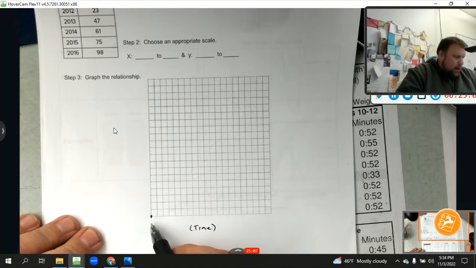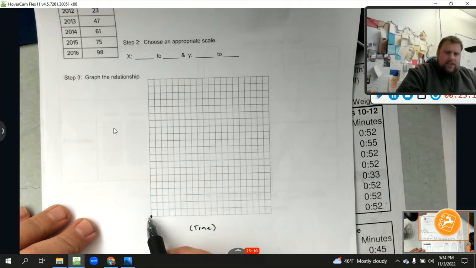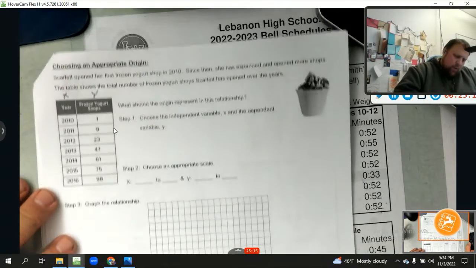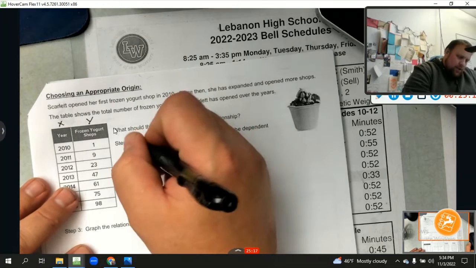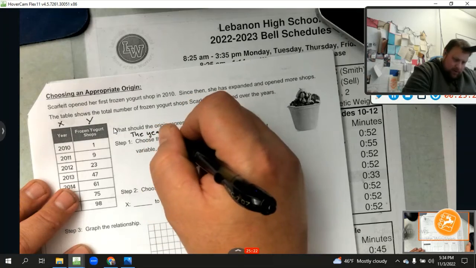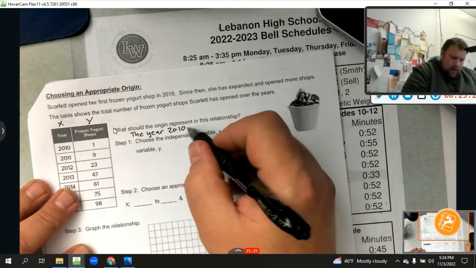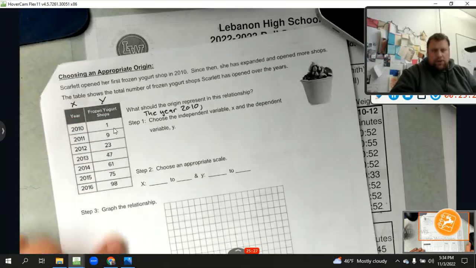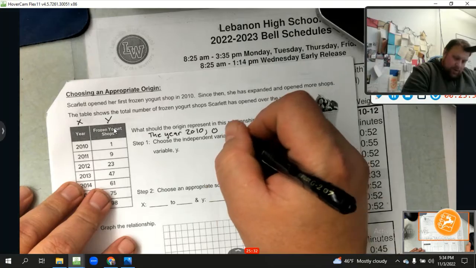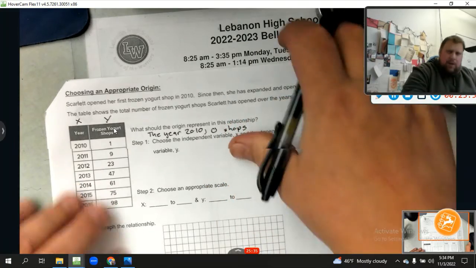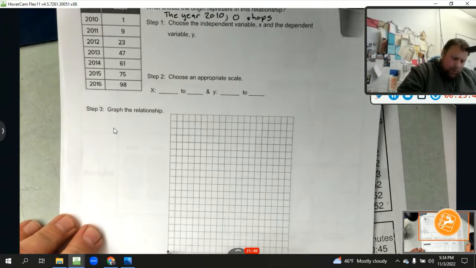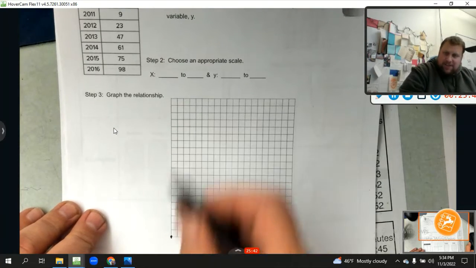And specifically, I want to start in the year 2010 because that's when she started building shops. So we're starting in 2010. And then what should 0y represent? So first we have the year. The origin should represent the year 2010. And then if that's true, y represents yogurt shops. So 0 would represent what? It'd represent 0 shops. Now you may be thinking, wait, wouldn't it represent 1 shop because she has 1 shop in 2010? No, we're just going to mark 1 on the scale when we do it.